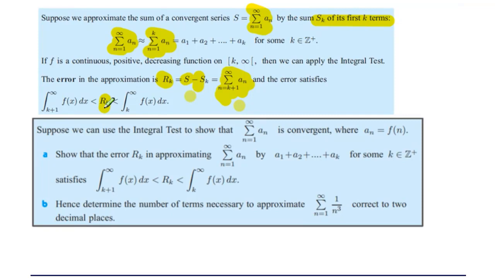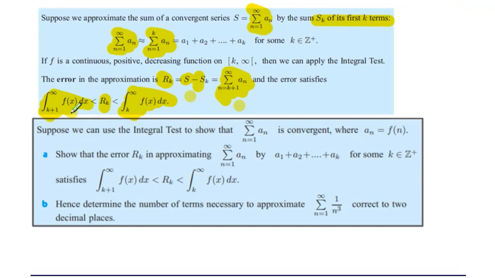Remember, this only works if f is continuous, positive, and decreasing on the interval from k to infinity. So the error is less than the integral from x equals k to infinity of f of x dx, but it is greater than the integral from x equals k plus 1 to infinity of f of x with respect to x.